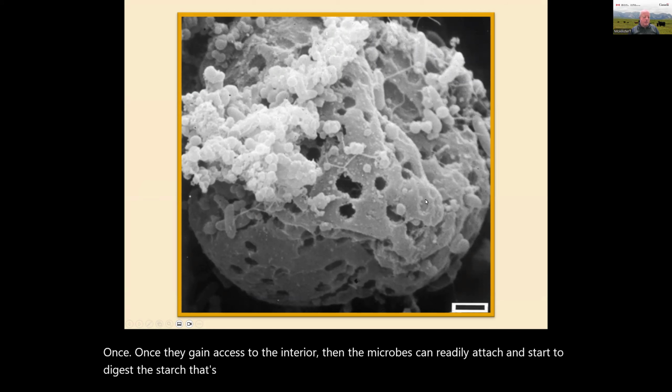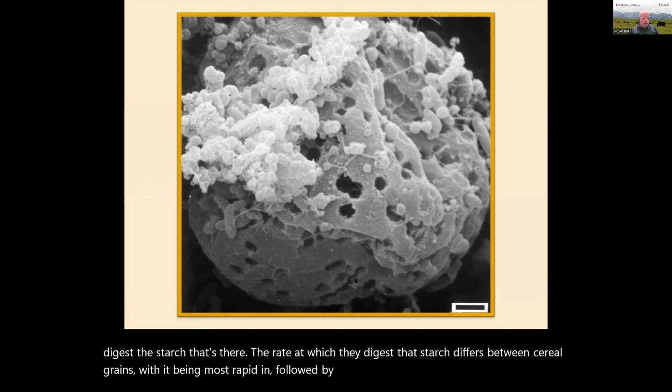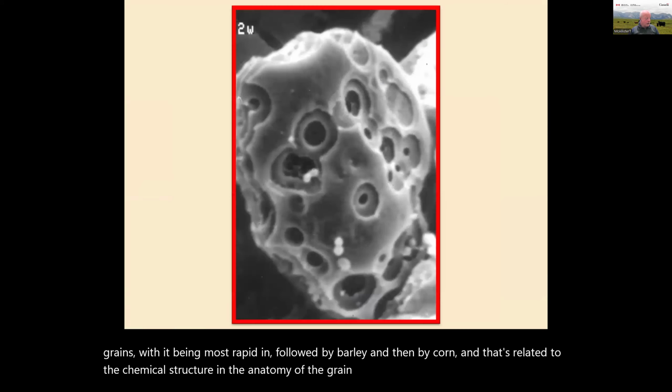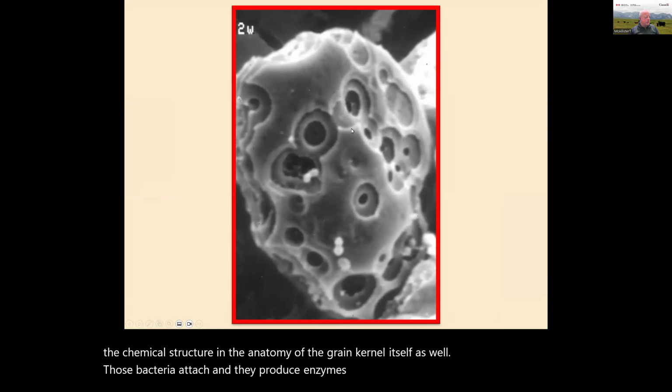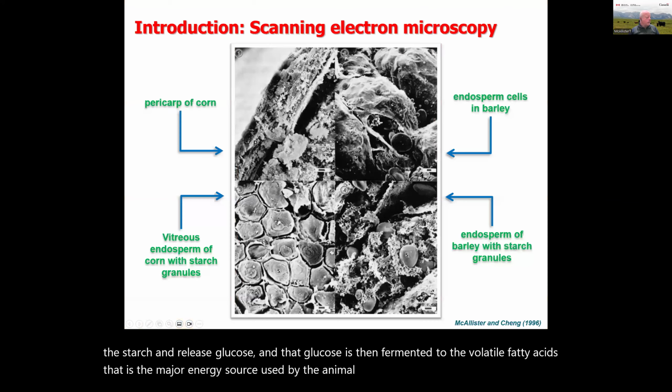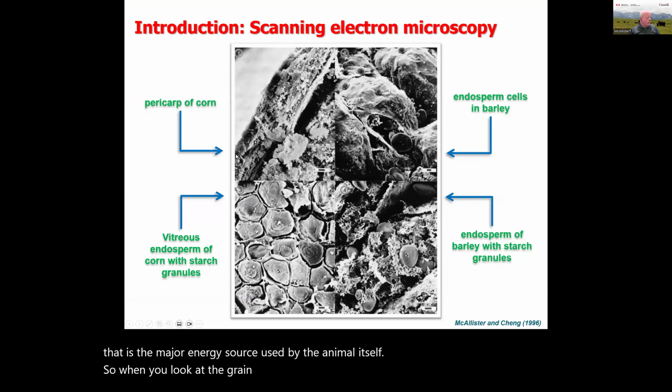The rate at which they digest that starch differs between cereal grains, with it being most rapid in wheat, followed by barley, and then by corn. That's related to the chemical structure and the anatomy of the grain kernel itself as well. Those bacteria attach and produce enzymes called amylases that break down the starch and release glucose. That glucose is then fermented to the volatile fatty acids that are the major energy source used by the animal itself. So when you look at the grain structure, you've got that pericarp.